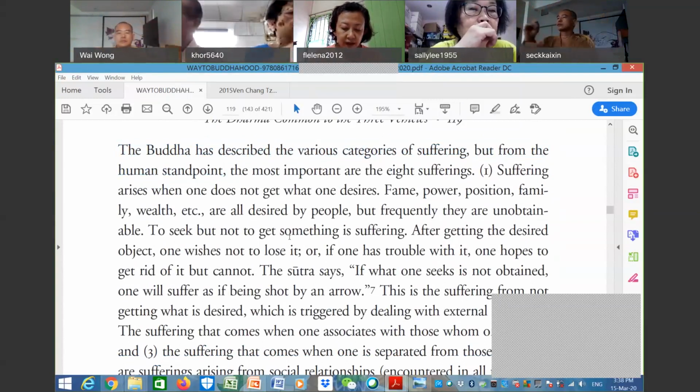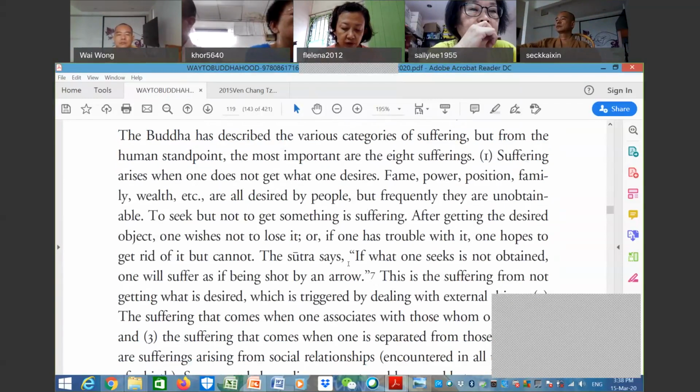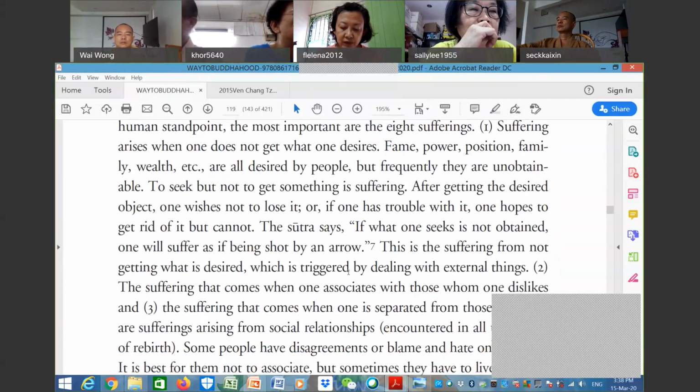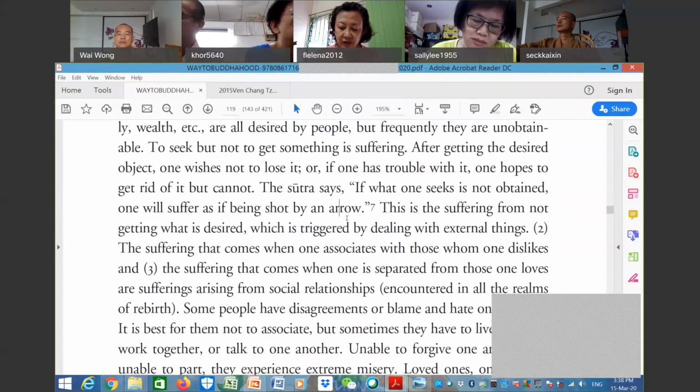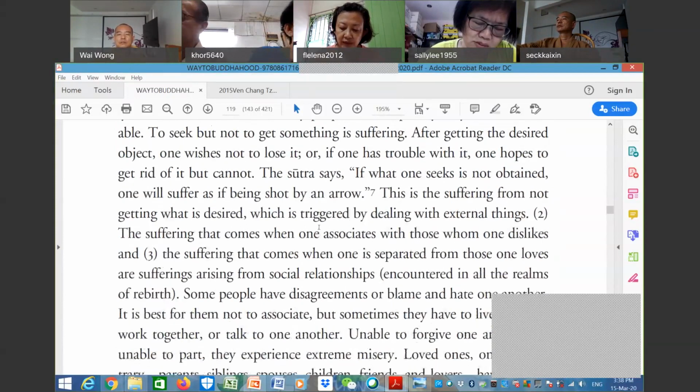After getting the desired object, one wishes not to lose it. Or if one has trouble with it, one hopes to get rid of it, but cannot. The sutra says, if what one seeks is not obtained, one will suffer as if being shot by an arrow. This is the suffering from not getting what is desired, which is triggered by dealing with external things.